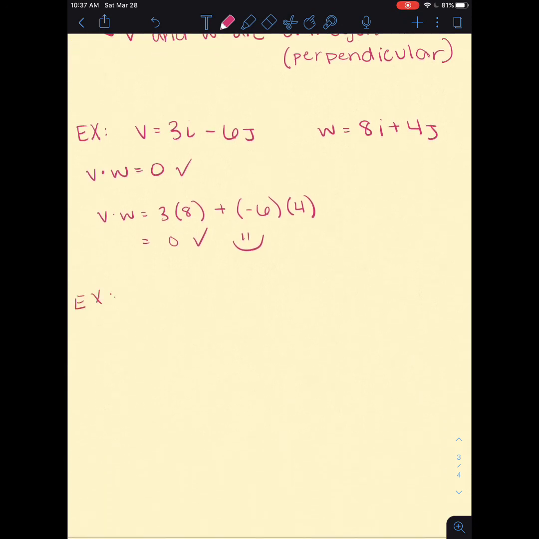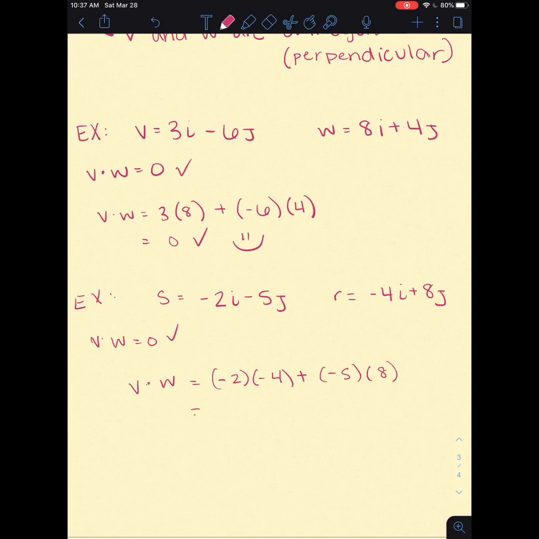I can give you another one to just try on your own. Again, as always, I encourage you to pause this video and see if you can do this on your own. You end up with a final value of negative 32. Looking at that value, it does not equal 0. Thus, S and R are not orthogonal vectors.